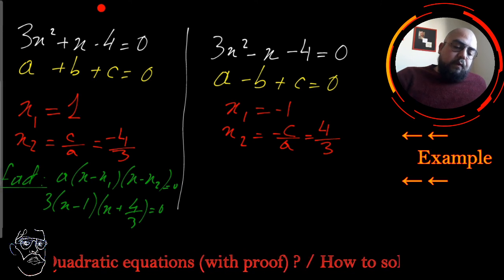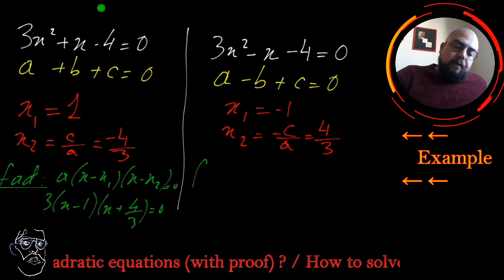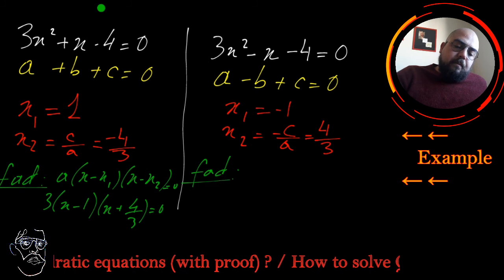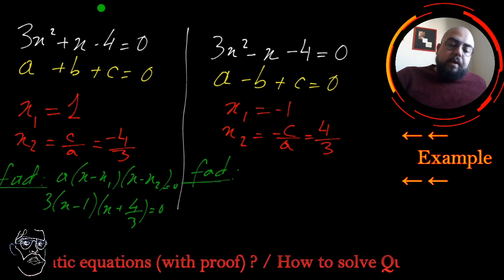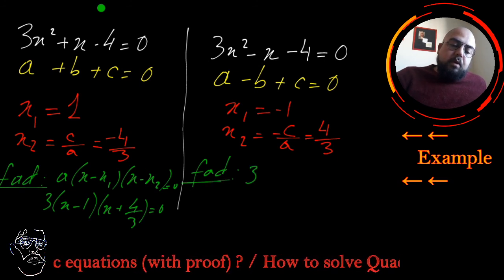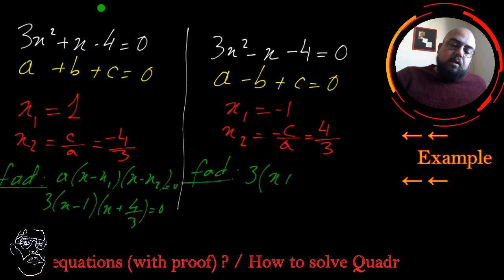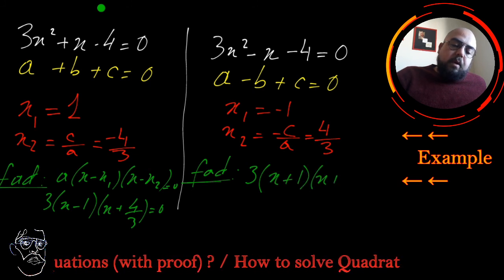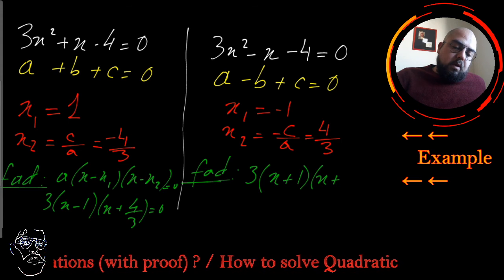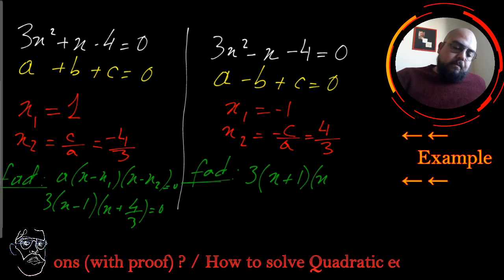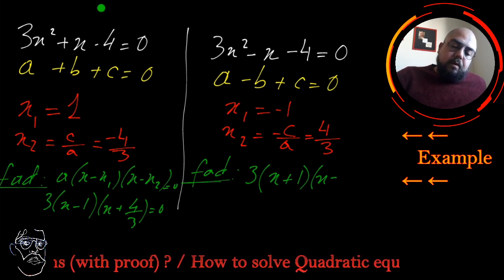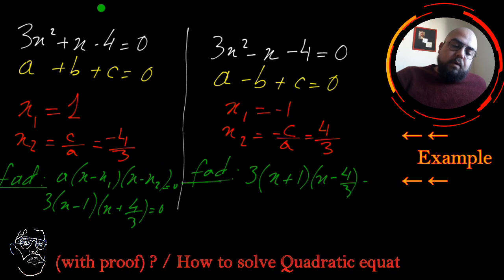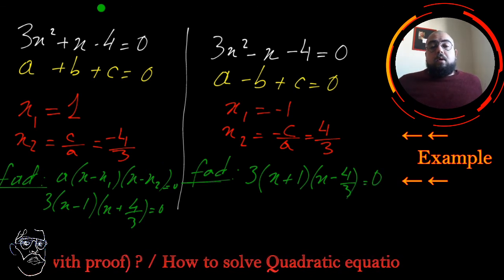So the factorized form, again, I'm going to write directly the factorized form is 3 times x plus 1 times x minus 4 over 3 is equal to 0.